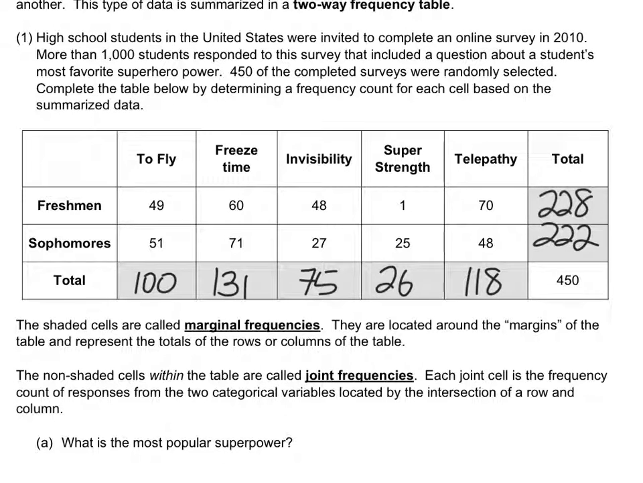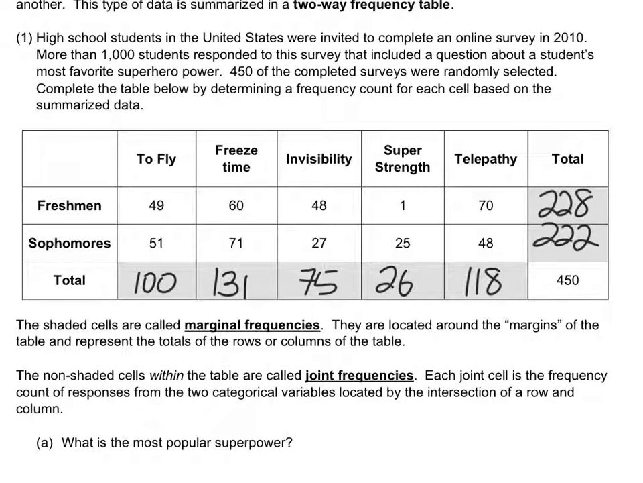All right, the joint frequencies are the non-shaded values that are within the table. All right, so each individual count. What those end up giving us are the intersection between two variables. So an example, for instance, when we're dealing with the joint frequency, would be how many freshmen preferred telepathy. If that were the question, you would look right to the intersection between those two variables. All right, so the row for freshmen and the column for telepathy.